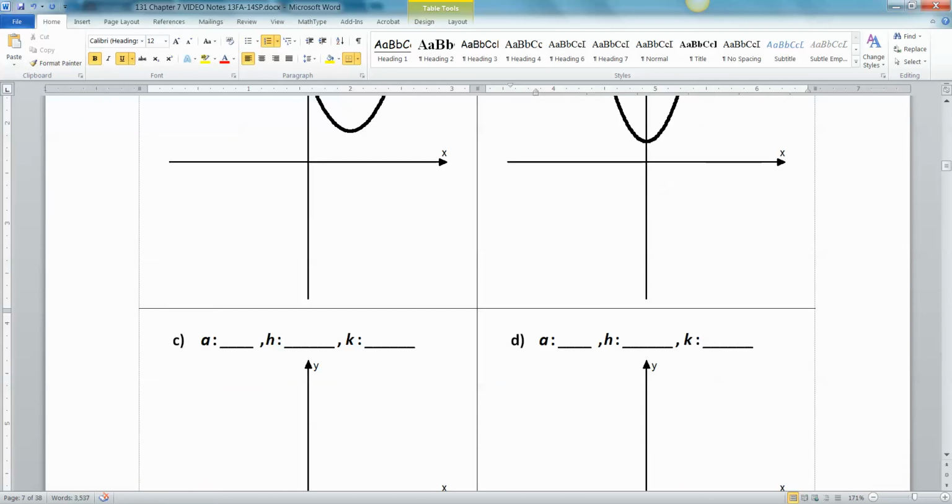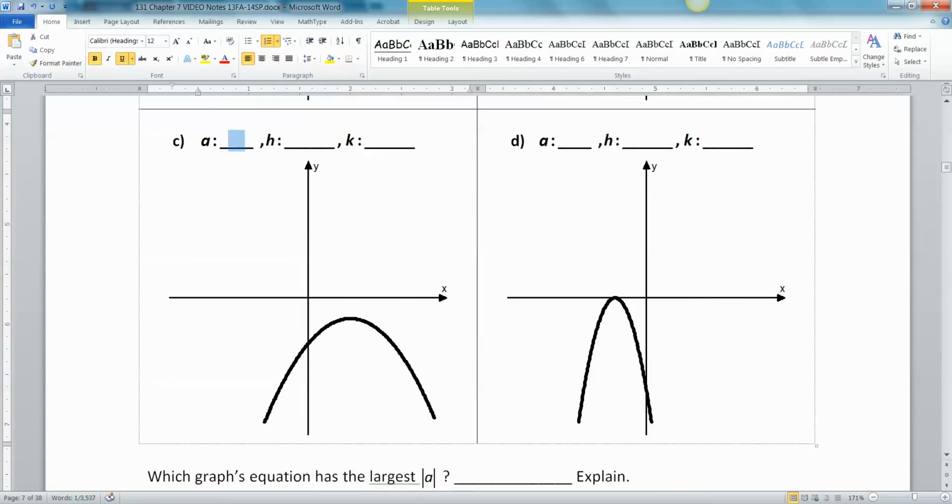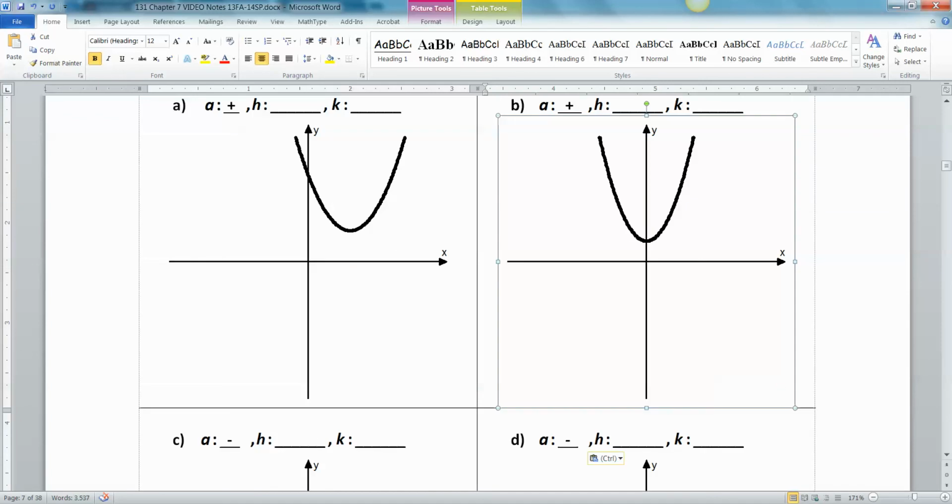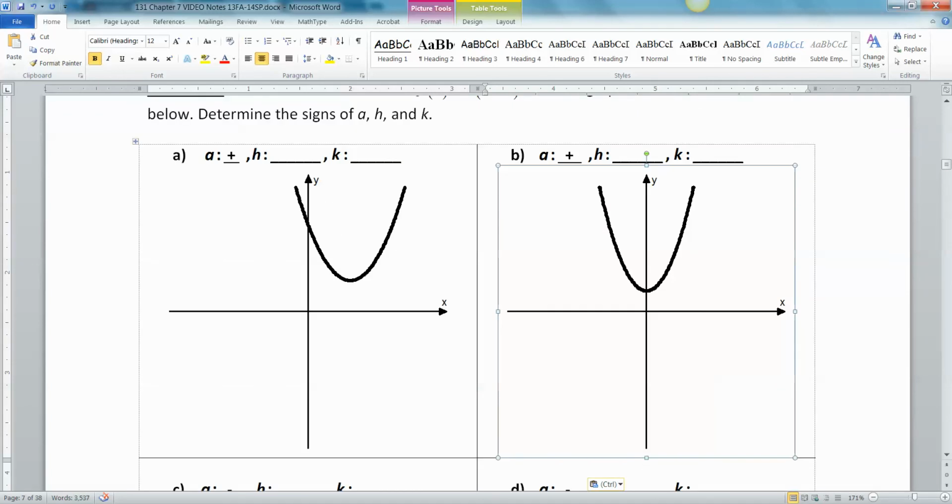Okay, then what about down here? This one is negative, right? Because it's opening downward. And this one's also negative because it's opening downward. There we go. All right, now what about H? H is the weird one. But it's only weird in the formula. So it's going to work exactly like you think. If your graph is moved to the right, then H is positive. So this graph was definitely shifted to the right because the normal vertex is at the origin. So we've been moved to the right, so H is positive.